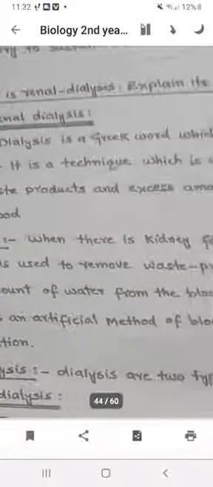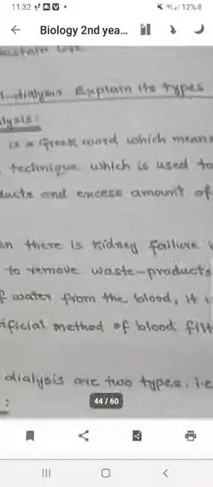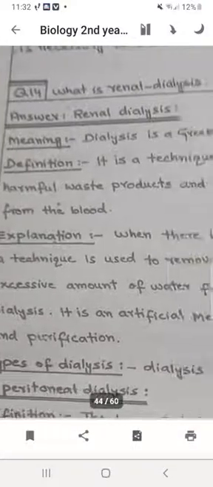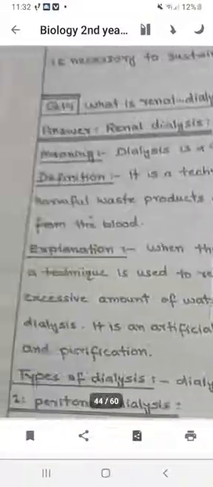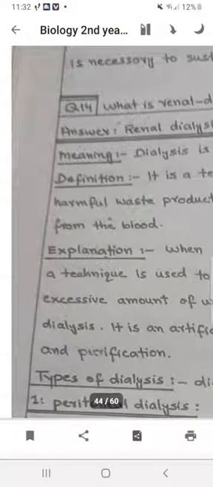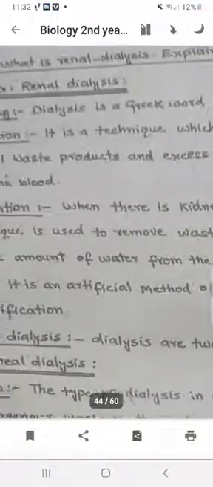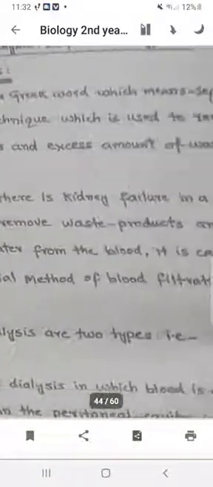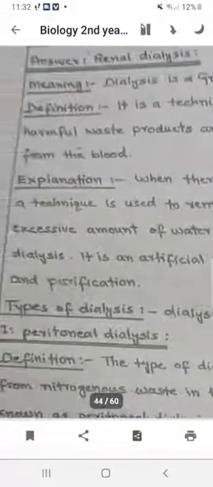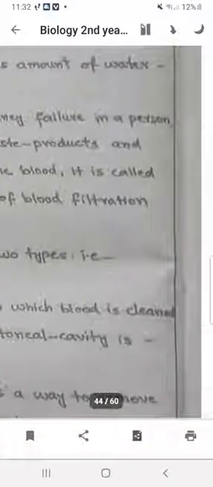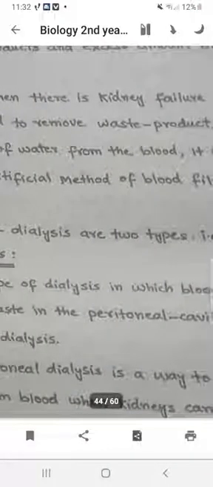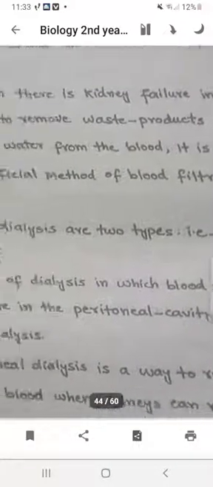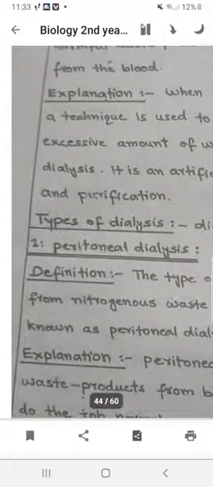Definition. It is a technique which is used to remove harmful waste products and excess amount of water from the blood. Explanation. When there is kidney failure in a person, a technique is used to remove waste product and excessive amount of water from the blood. It is called dialysis. It is an artificial method of blood filtration and purification.